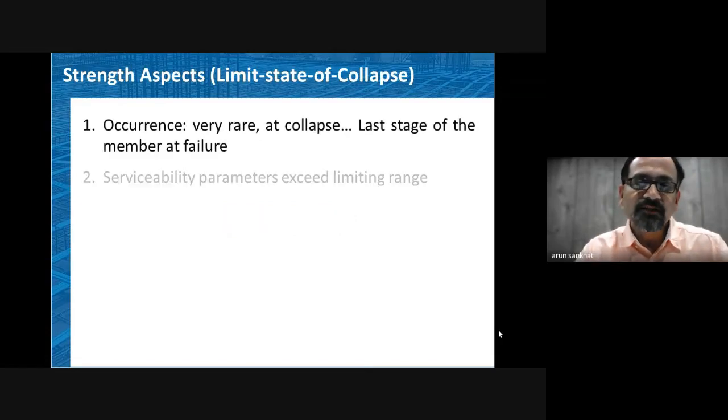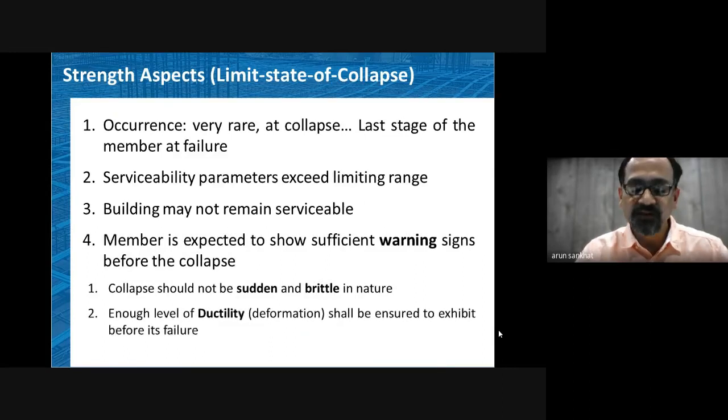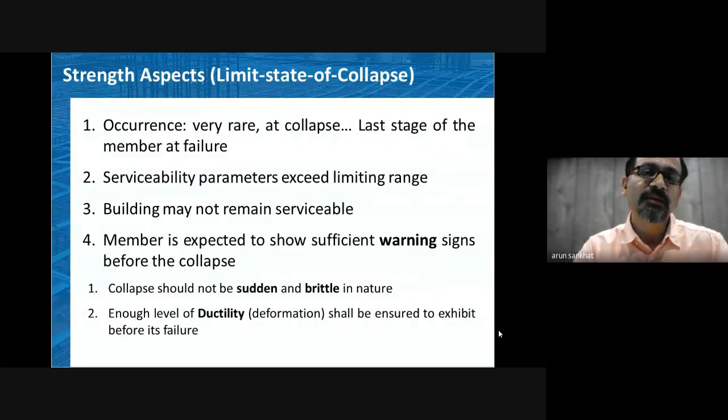Now, let us come to the strength aspect. That is a safety aspect. It is also known as the limit state of collapse. Its occurrence is, you can say, very rare. It is at the time of collapse, or the last stage of the member at failure. Serviceability parameters exceed their limiting range when the strength aspect, or limit state of collapse, is reached. So a building may not remain serviceable when it reaches the limit state of collapse.